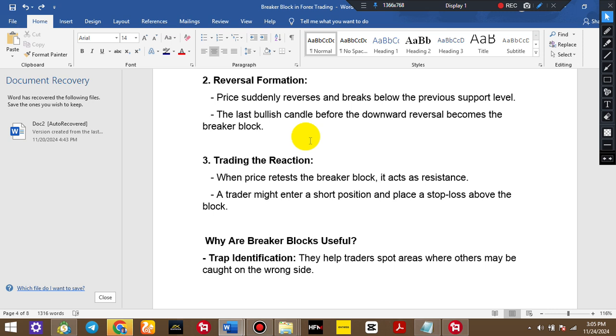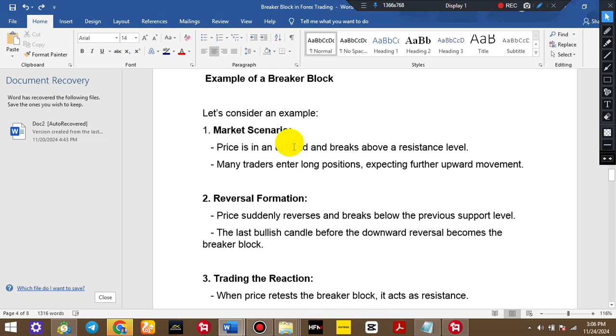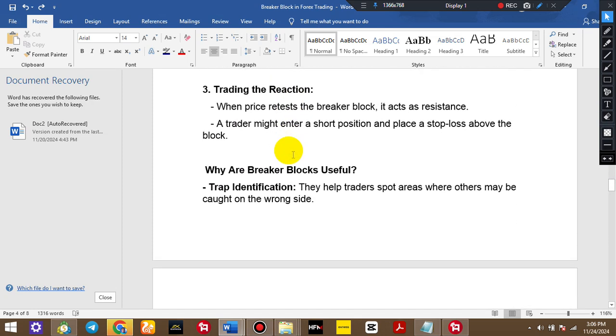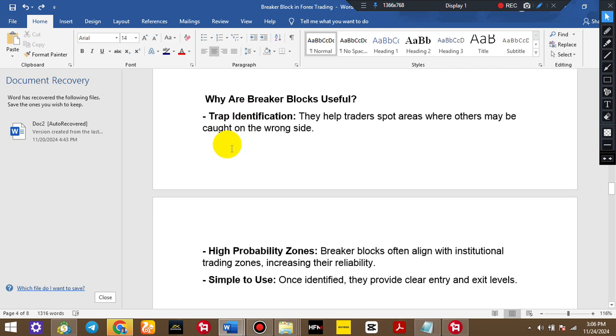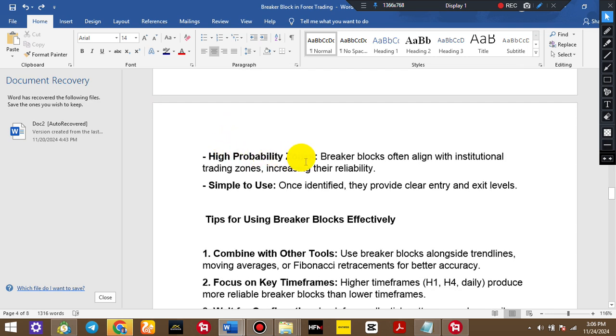So when they are losing money, you are chilling, you are holding your breath. And when it gives you the opportunity where they are still in pain of their losses, that is when you are just taking your entry. So this is the advantage why people love trading the breaker block, because of trap identification. It helps you to identify areas where traps are. That is it. High probability zone. Now they become very high probability zones for traders.